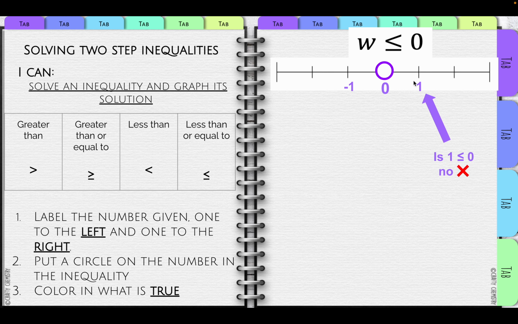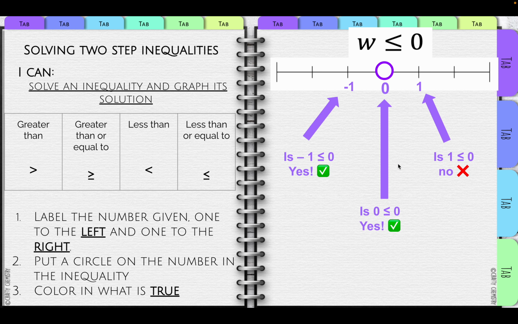And instead of W, I'm going to put actual numbers, right? Because variables just hold the place of numbers we don't know. So is 1 less than or equal to 0? It's neither of those. It's not less than 0. It's not equal to 0. Okay, is 0 less than or equal to 0? Yes, it is equal to itself. So I'm going to get to color in that dot.